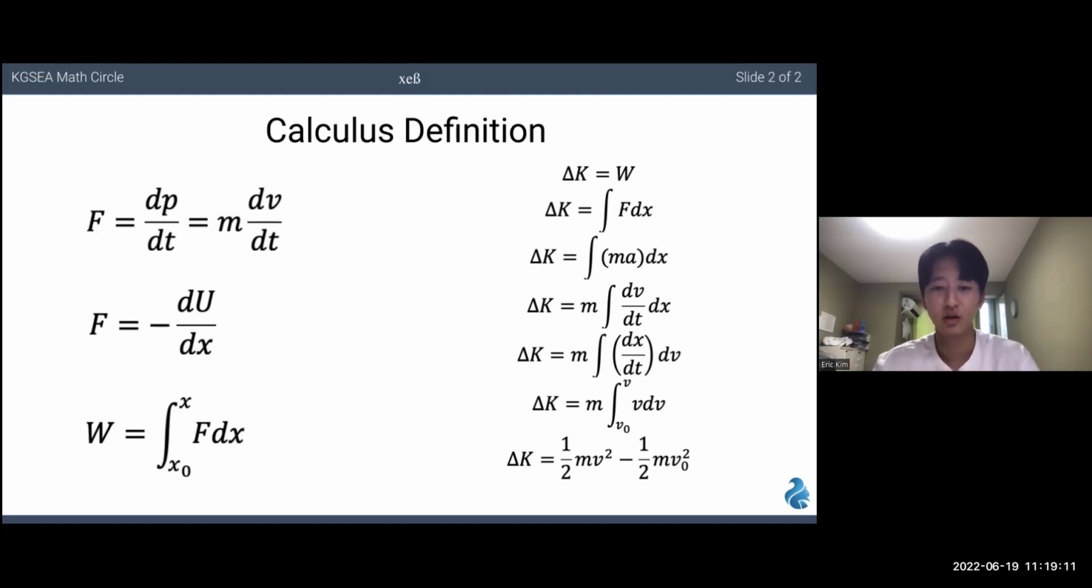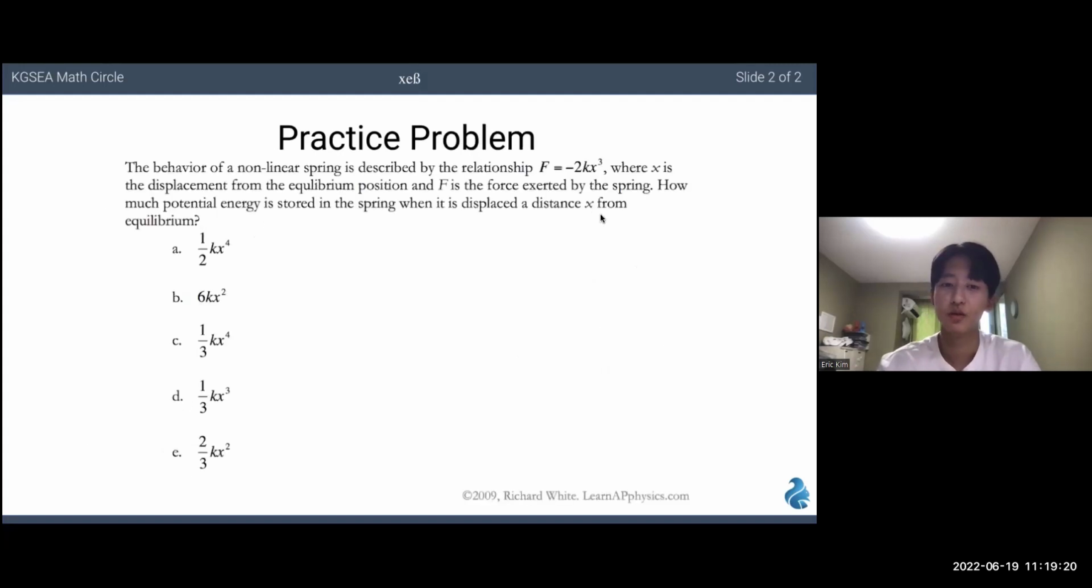It's important to know how to solve differential equations like this, as we'll look at a similar problem that requires solving a differential equation. Here is a practice problem that requires using the concept of work and energy. I'll give you guys 1 minute to solve this problem.